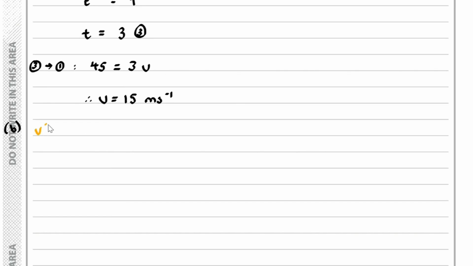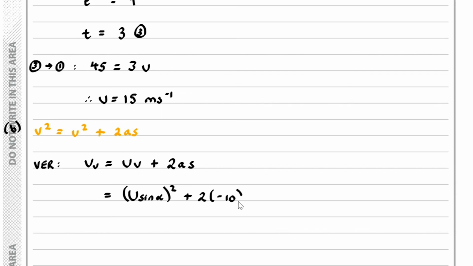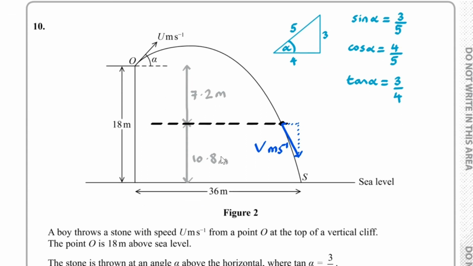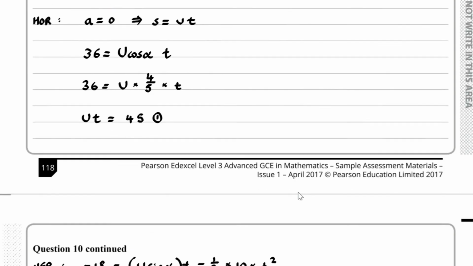So, for part B of the question, if we use v squared equals u squared plus 2as, then vertically, I've got v vertical squared equals u vertical squared plus 2as. So I've got u sine alpha squared plus 2 times negative 10 times s, which is negative 7.2. It's the displacement. If I take this to be the 0 level, then my displacement will be negative 7.2 because I'm finding the speed 10.8 meters above sea level.